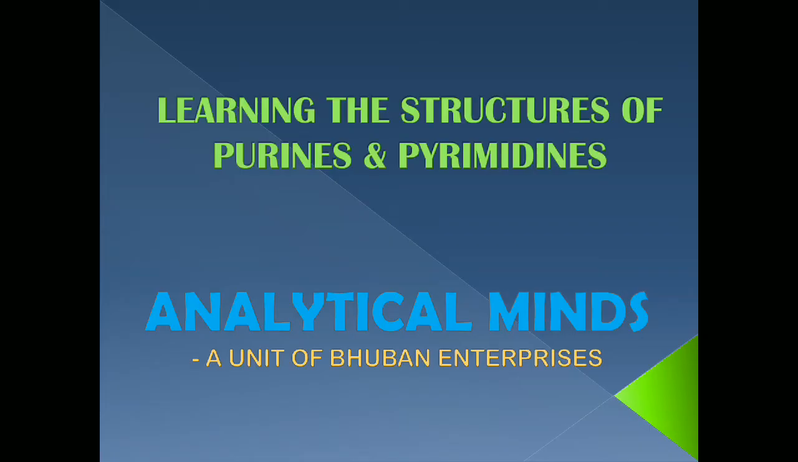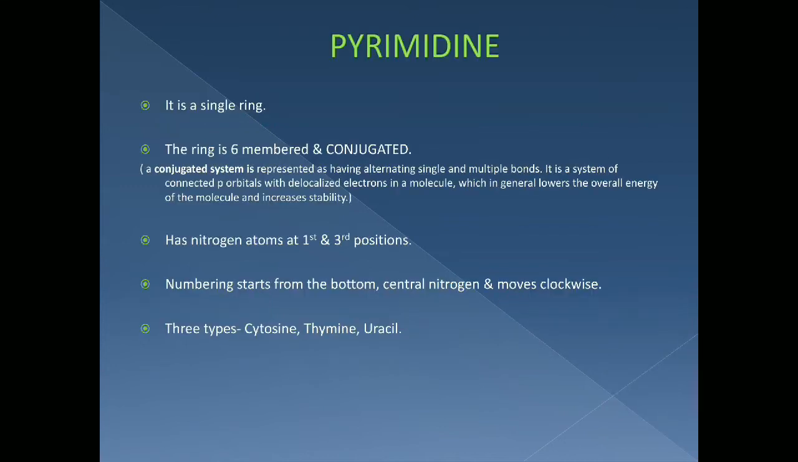So let's learn the structures of purines and pyrimidines. We'll start with pyrimidine. Here are 4 simple points to remember. The first one is it is a single ring, then the ring is 6-membered and conjugated. By conjugated, it implies that the system has alternate single and multiple bonds. Let's try drawing the structure.